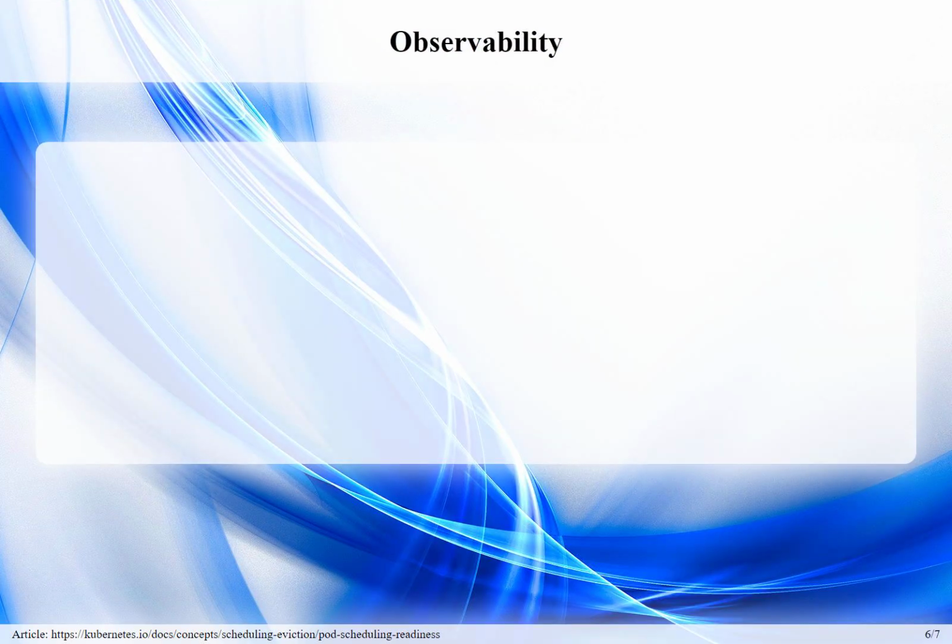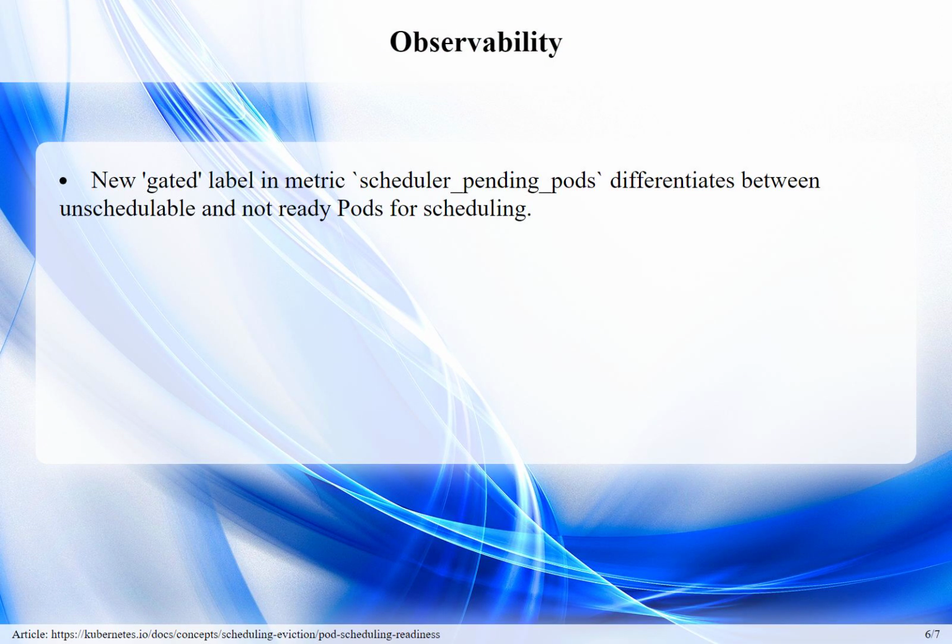Observability. The new gated label in the scheduler_pending_pods metric distinguishes between pods that are deemed unschedulable after scheduling attempts and those explicitly marked as not ready. Use scheduler_pending_pods{queue="gated"} to access this specific metric data.